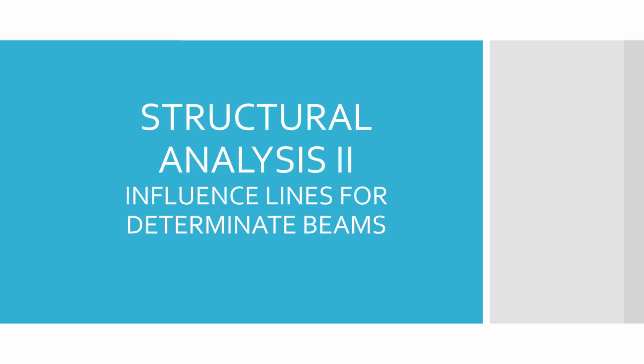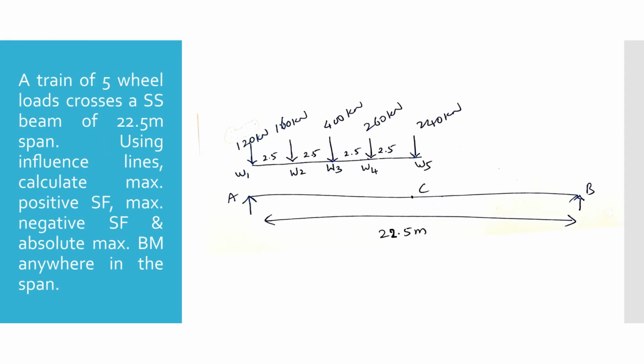Welcome to this video on Structural Analysis 2, where we will focus on influence lines for determinate beams, presented by M. Sudarsanan. Today, we are evaluating a train of 5 specific wheel loads crossing a simply supported beam with a total span of 22.5 meters.